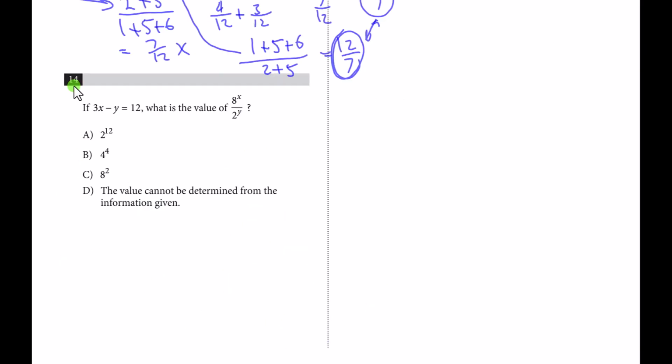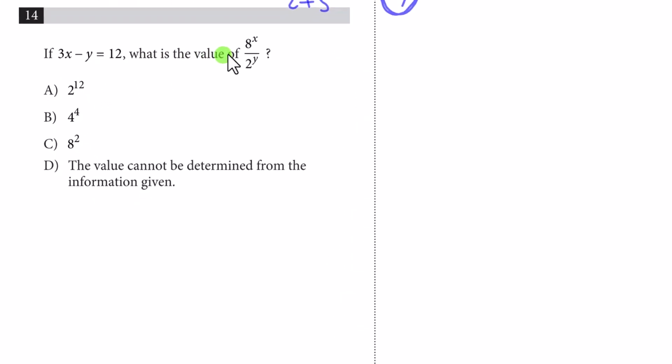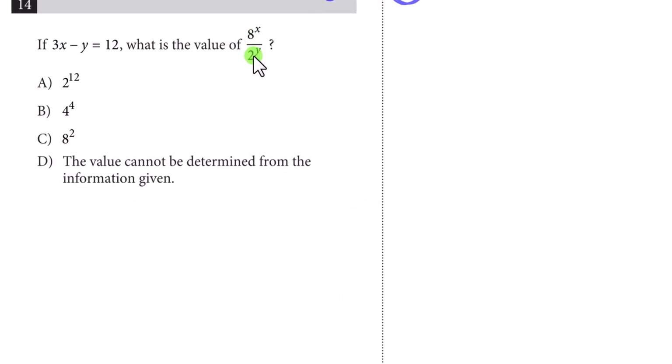Number 14. 3x minus y equals 12. What is the value of 8 to the x over 2 to the y? First thing I'm going to tell you is this. If you ever see an answer choice that says it cannot be determined, it is most likely wrong. The answer does not mean that you personally cannot figure out what the answer is. It means that the information provided is not enough for you to figure out what the answer is.